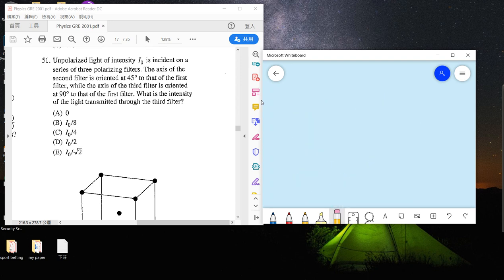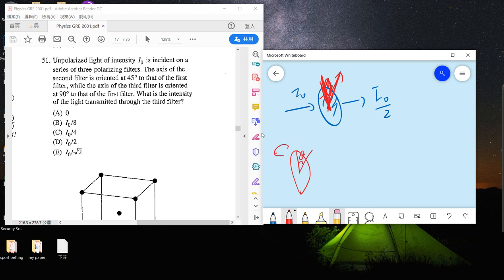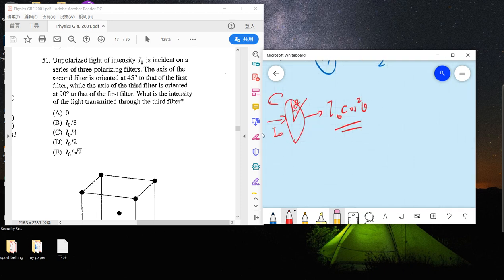Okay, so 51. Basically, if you have unpolarized light go through any filter, then you will get I naught over 2, and the light becomes linearly polarized in that particular direction. And if you have a second polarizer which has an angle theta with the previous polarizer, then you need to multiply by cosine squared. So the answer must be I naught divided by 2 times cosine squared of 45 degrees. The axis of the second filter is oriented 45 degrees to the left of the first, while the axis of the third filter is oriented 90 degrees to the left of the first filter.